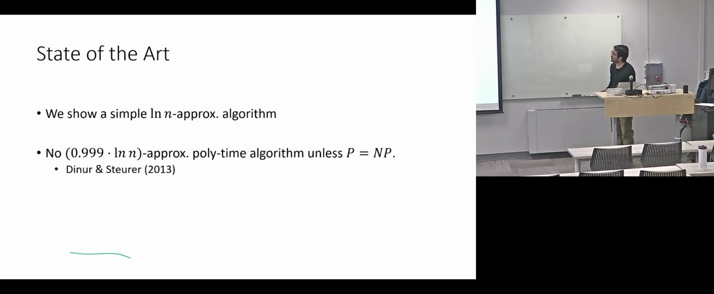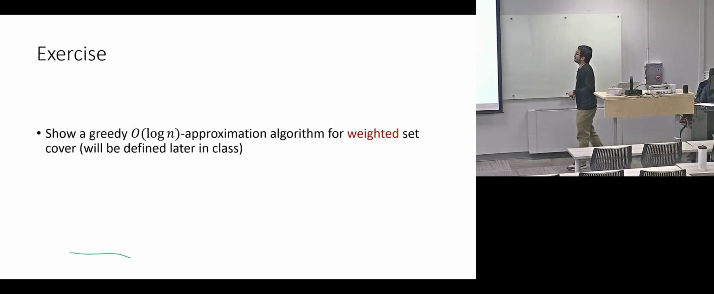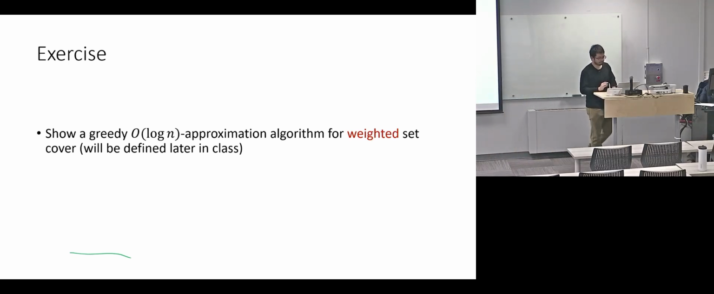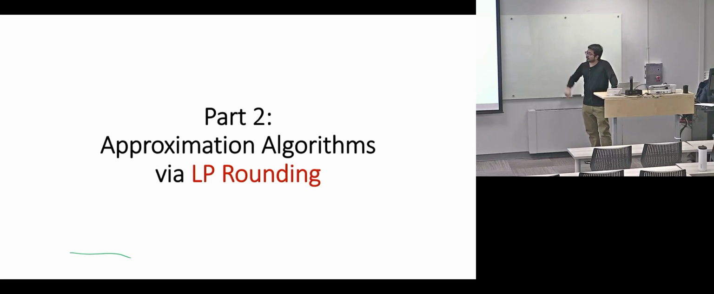Okay. Just to make sure that you understand, maybe you can try this at home. Later today we look at the weighted set cover problem, and you can try at home that this greedy algorithm would work even in the harder, weighted version. Okay. But let's look at the main thing today, which is LP rounding. We're going to try to solve approximation algorithms using this approach, LP rounding.